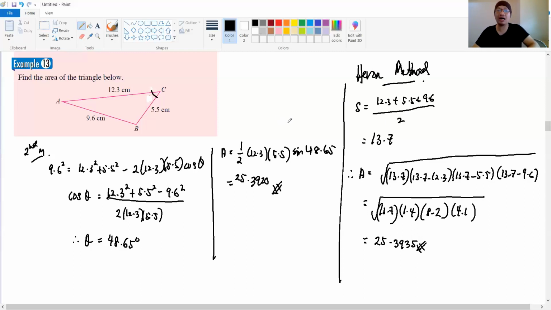Now, let's compare to our second method here on the right side, using the Cos Rule. You see the answer 25.39. This answer is also 25.39, but the last two digits are different, right? That's why I told you, if you are using the second method, you get this kind of answer, but if you are using the Heron method, you will obtain this kind of answer. Actually both of them are correct. So I will stick to the Heron method after this. Hopefully you guys understand this Heron method.